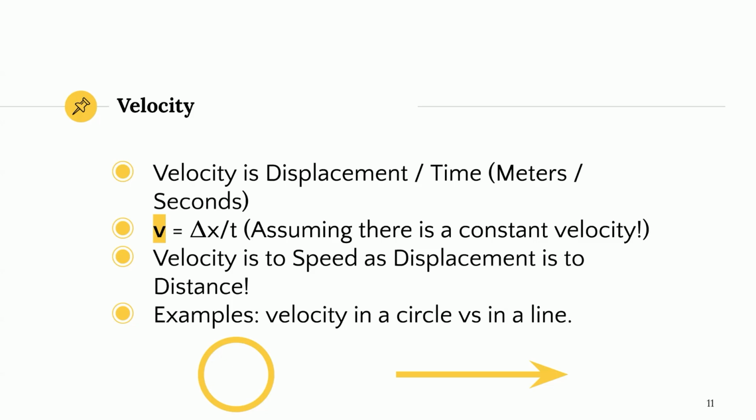Some examples here will be velocity in a circle versus in a line. Like we showed earlier in the track, the displacement around a circle is 0. That means the velocity overall is 0 because you don't move at all. However, in a line, you're going in a direction, and your end position and start position are different. Therefore, velocity will not be 0.